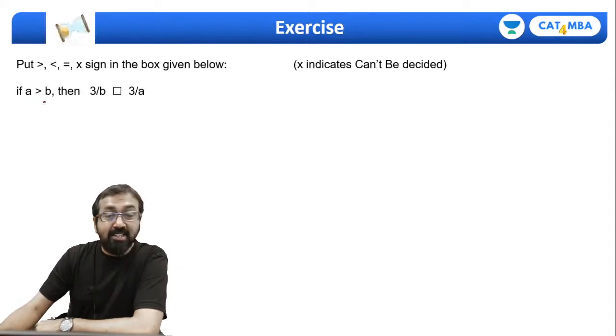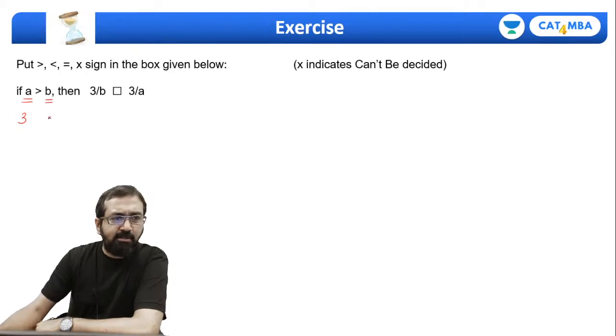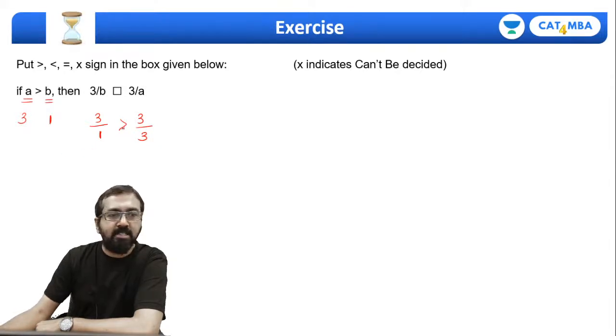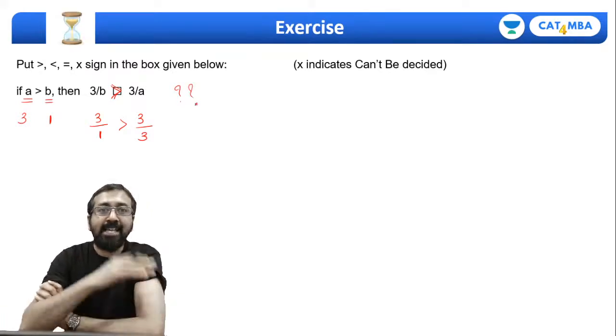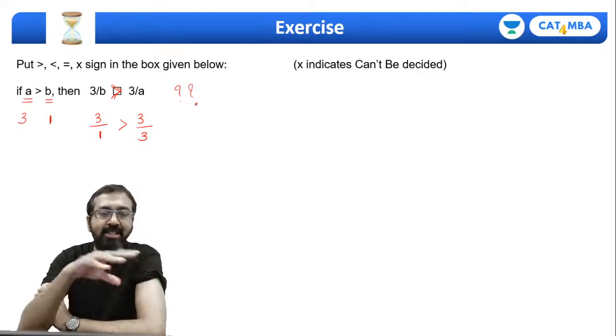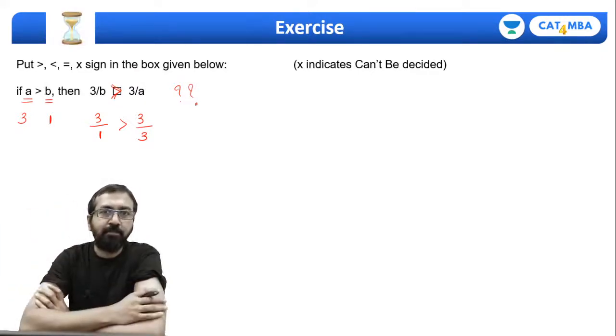Okay. Now see, in this question, you are told that A is greater than B. Then what about 3 by B and 3 by A? Let me take different values. Let me take A as 3 and B as 1. So can I say 3 by B, that is 3 by 1, and 3 by A, that is 3 by 3. So definitely this part will be greater. Isn't that so? Shall I put a greater sign? Is this true? Do you all agree with this? If this is correct, type yes. If you think no, this is not correct, there is some other possibility, type no in the chat box. Everyone, is this correct?